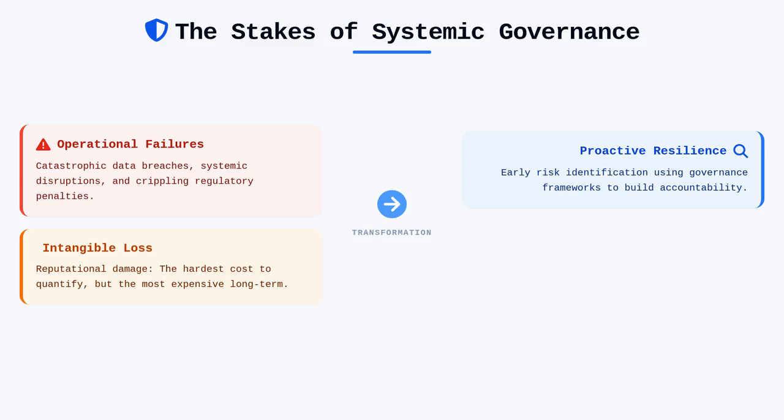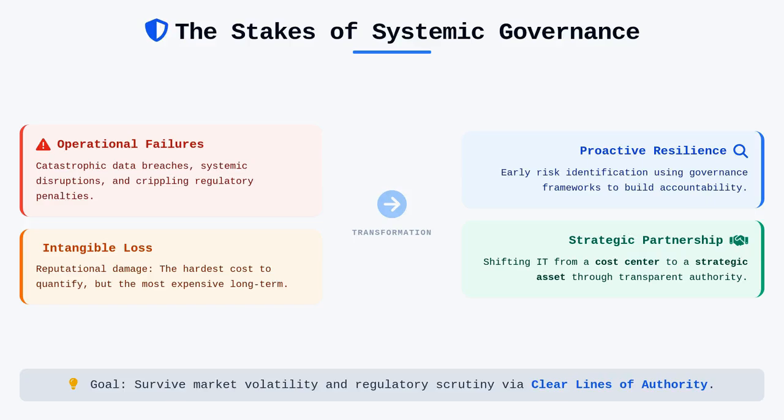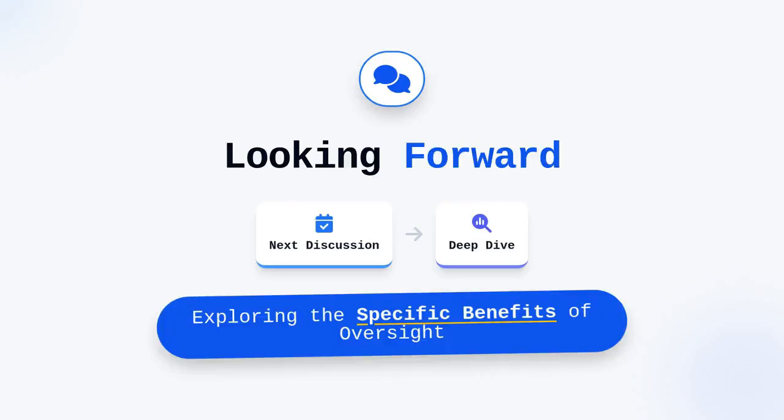By establishing clear lines of authority and transparent decision-making processes, an organization can transform its IT department from a cost center into a strategic partner that survives market volatility and regulatory scrutiny. I look forward to our next discussion as we dive into the specific benefits of this oversight.